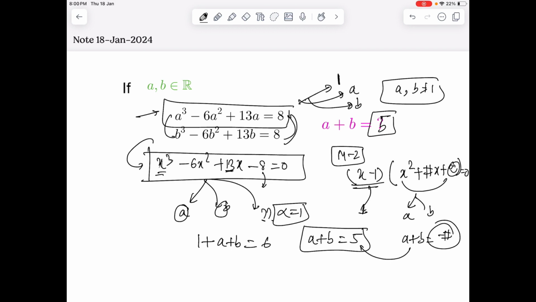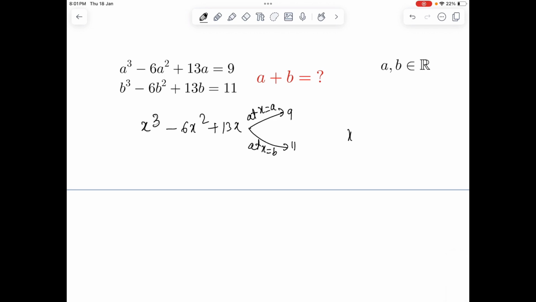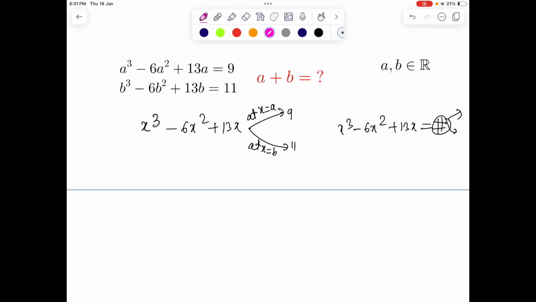But there is an issue when we try to use the same logic for this problem, because now we can write x cube minus 6x square plus 13x equals something, and this something itself is changing. So how to deal with this issue? The best way to solve this problem is not to solve it, right? Instead, we'll solve some part of it, because I know this is problematic, so it's better not to even look at that problem.